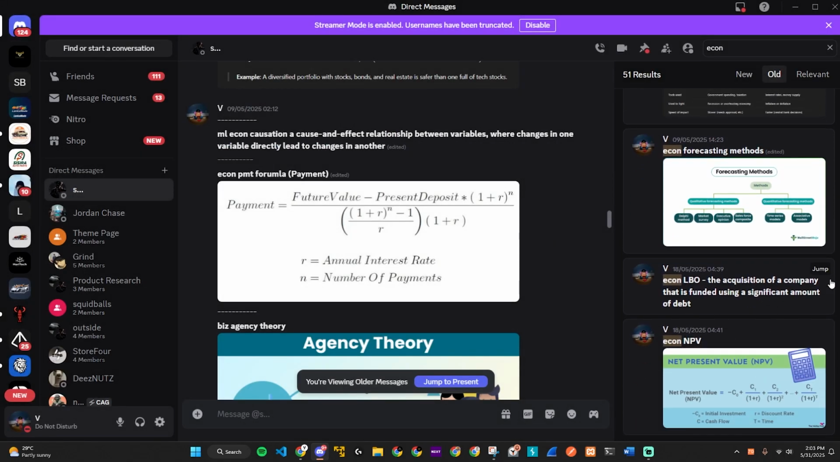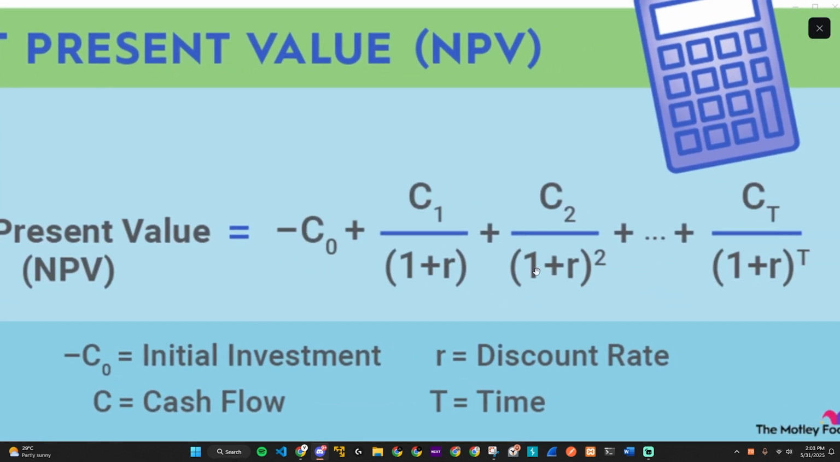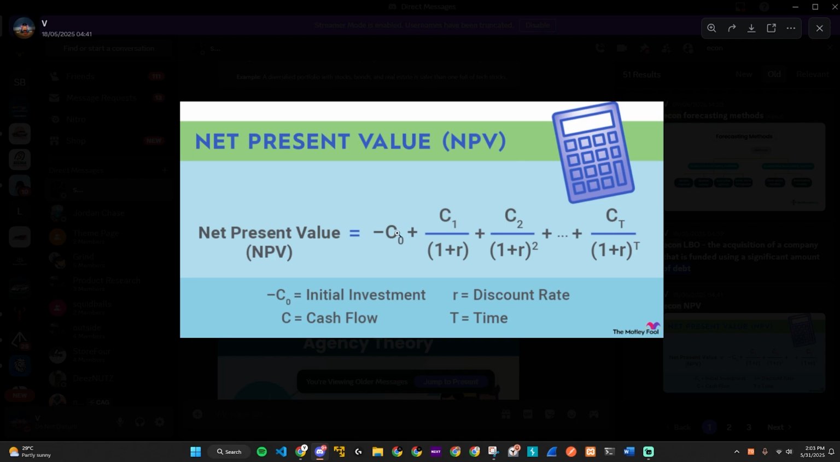So LBO, which is leveraged buyout. So this is the acquisition of a company. Basically, I'll show you guys a little diagram about this. It's when you get a loan from the bank to acquire another company, that is funded using a significant amount of debt. Exactly. So net present value, once again, 1 plus r times n applies here.